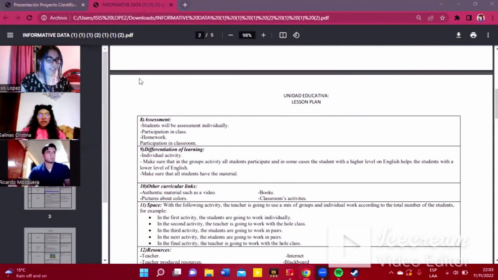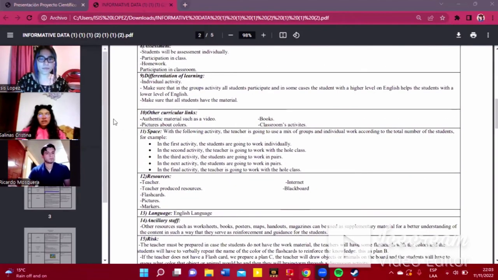Differentiation of learning. Here we have the individual activities, and also the teacher has to make sure that all the students participate in the group activities. If one student has problems with the learning, the teacher has to put them with other students again, understanding the topic in a better way, to help the other students and develop their thinking skills. And finally, the teacher makes sure that the students have all the material.